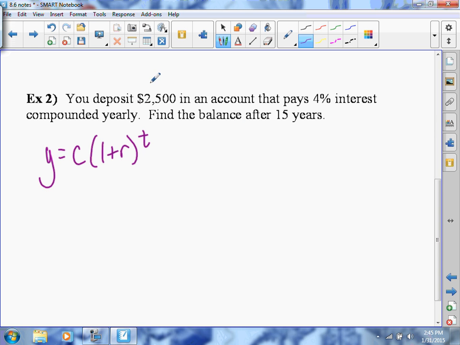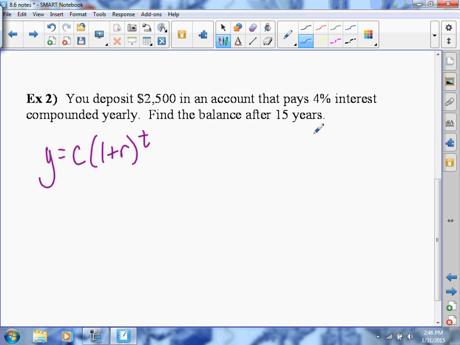So here you're depositing $2,500 in an account that pays 4% interest, compounded yearly. Now, we don't have to really worry about that too much right now, how often it's being compounded. That's just a fancy way for now for them to say that this is some type of an investment problem. There are other formulas that you can use where you adjust how often it's compounded, but we're not going to see that here, okay? But they do want us to find the balance after 15 years.